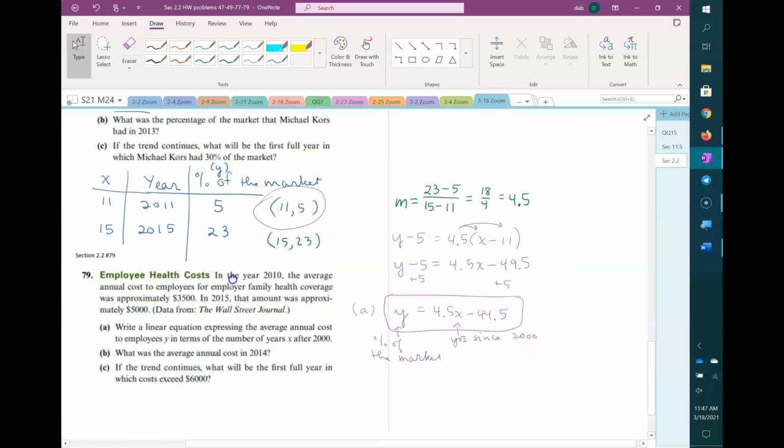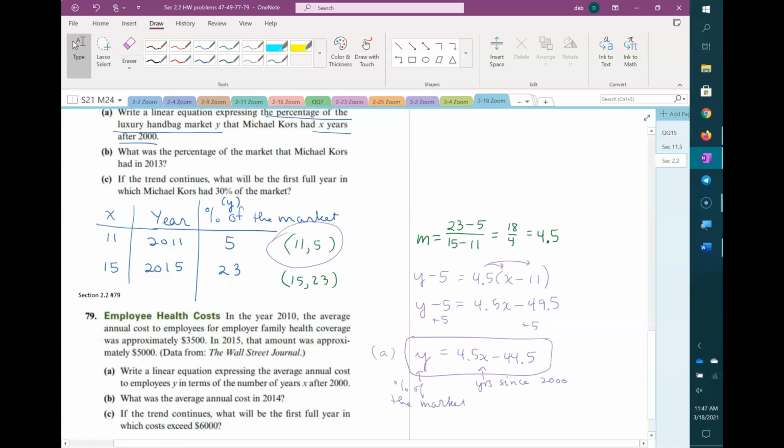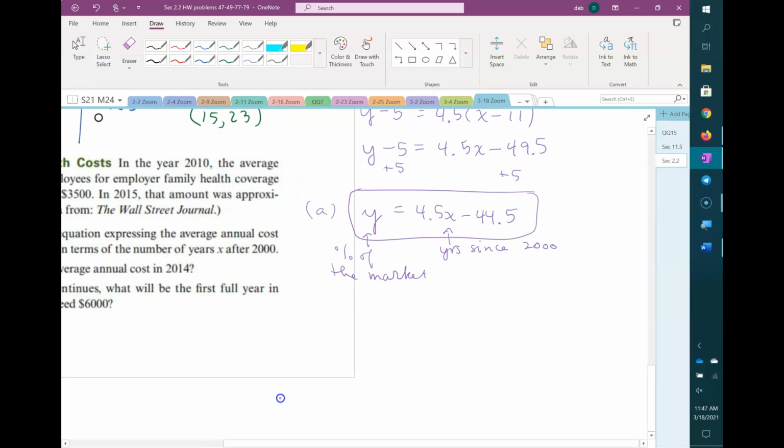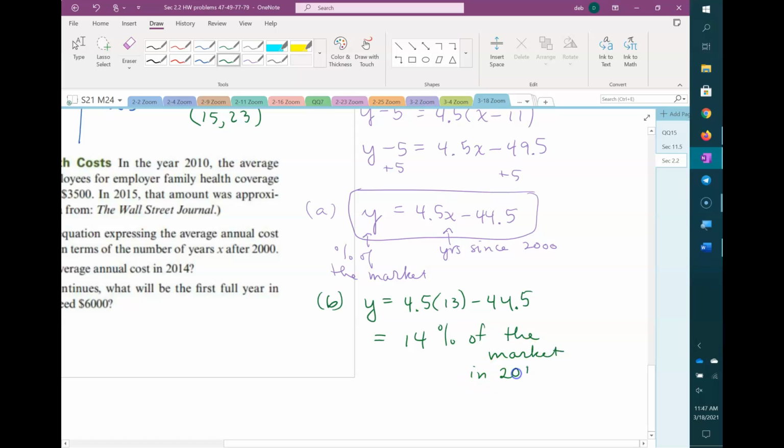Then the next part says, what was the percentage of the market that they had in 2013? So the year 2013 is going to correspond to an X value of 13. So I'm going to use my formula and say, what is Y when X equals 13? And using my calculator, I get 14% of the market in 2013.